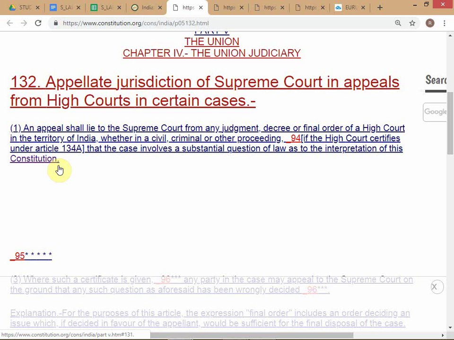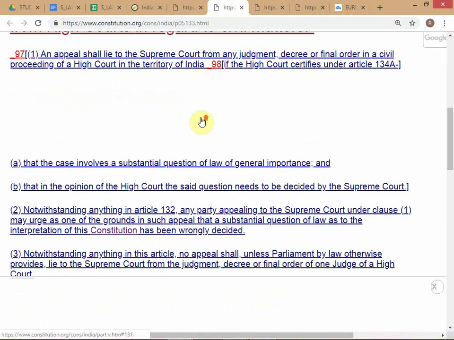Once you see 133 and 134, you will understand the difference. So 132 applies if there is a constitutional question involved, like one of your sale of goods cases that you're going to do, that involves a constitutional question.